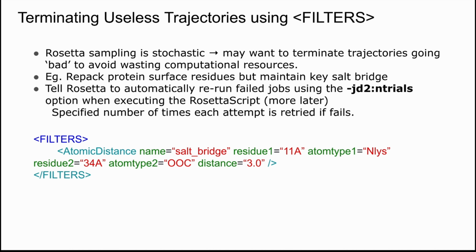So for example, if we want to repack all the surface residues, but we want to maintain a key salt bridge, you can tell Rosetta to automatically rerun a failed job using the job distributor 2 option. And you can specify the number of times each attempt is allowed to retry if it fails. For example, the filter is just the atomic distance for this salt bridge. So you're specifying 2 residues, and you're giving a distance cutoff where if it goes beyond that distance, the filter will be applied and it'll restart it.